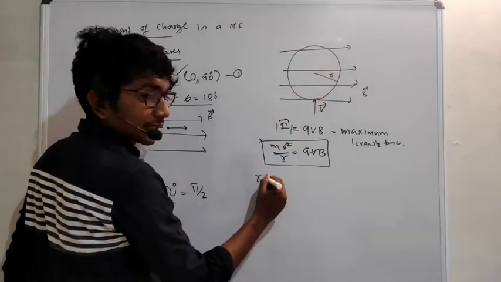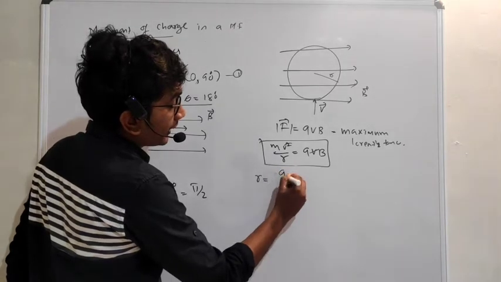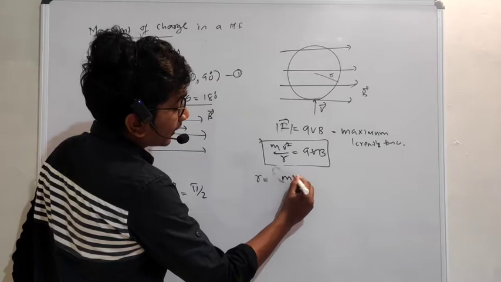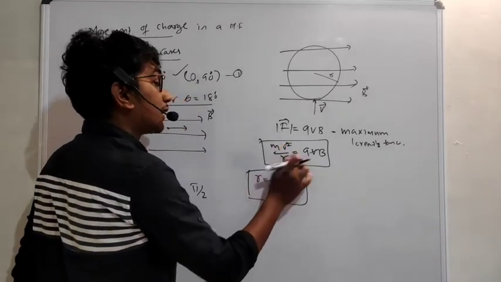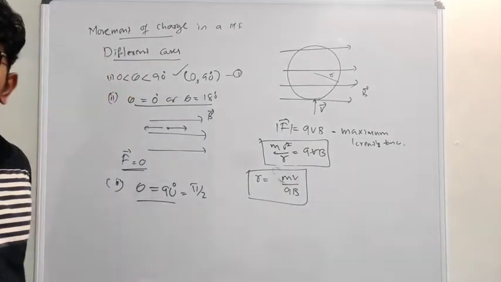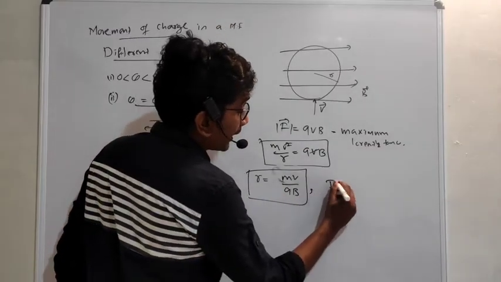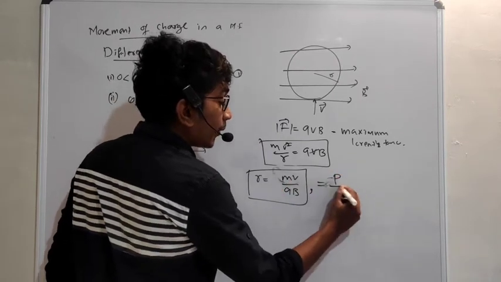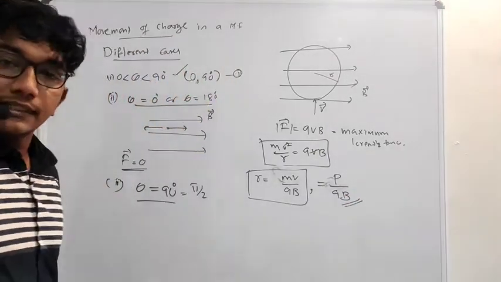The radius of the circle is equal to mv divided by qb. Next, what is the time period, and also what is mv? mv is momentum, mass into velocity, so the radius is momentum divided by qb.